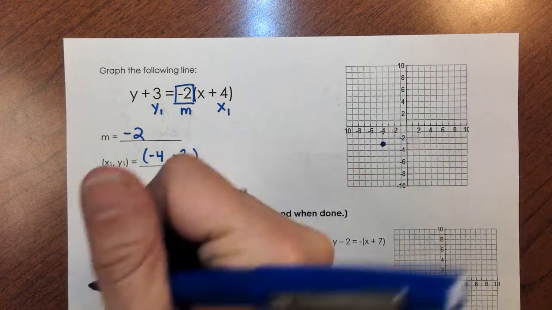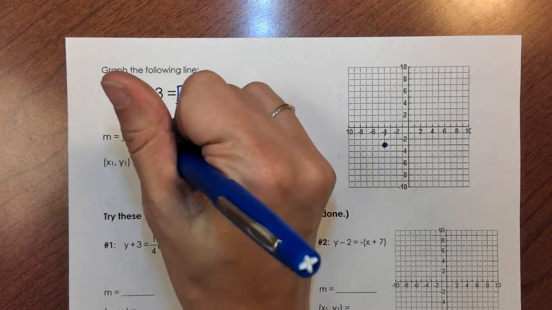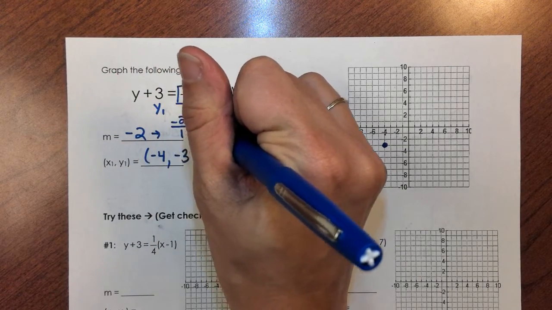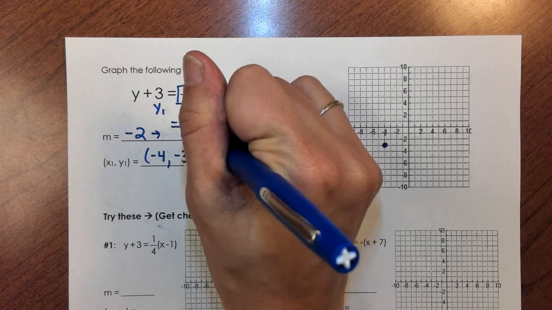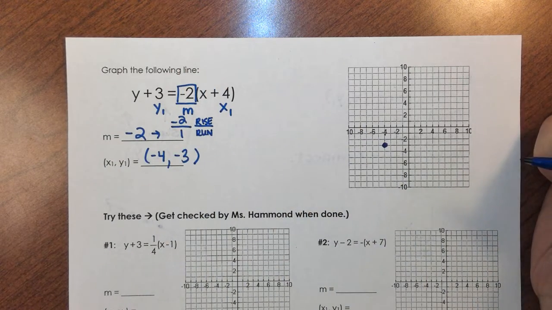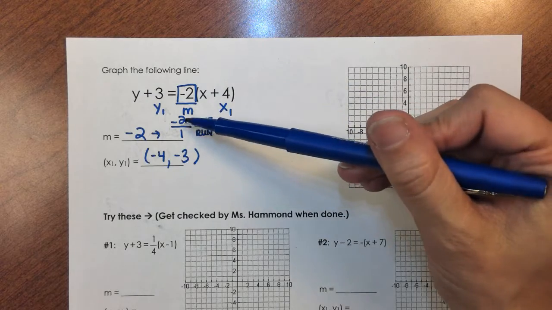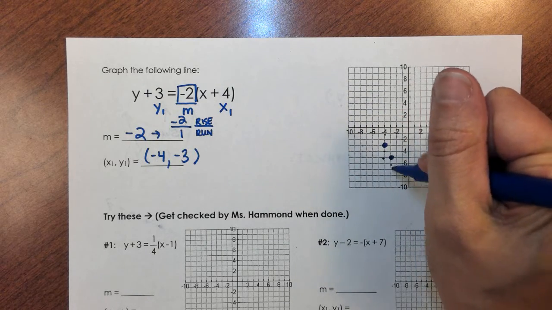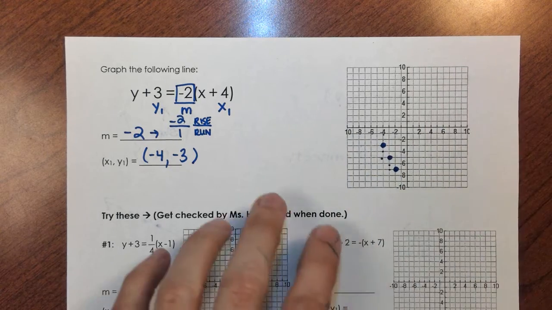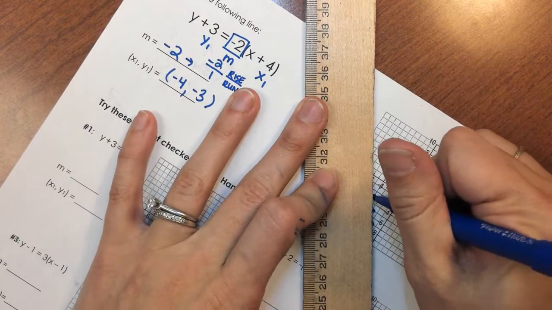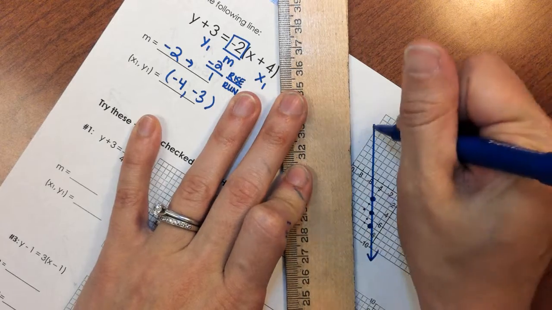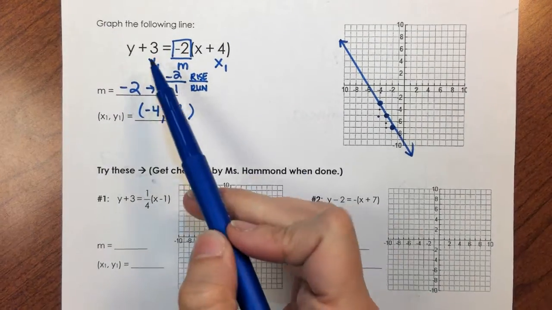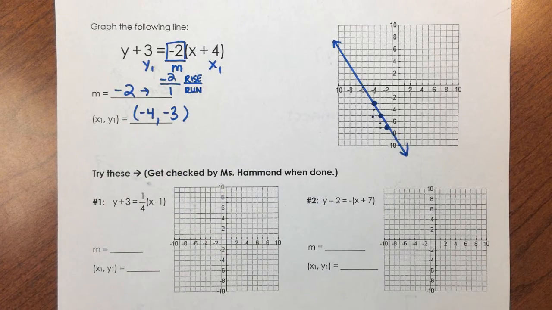Make a point. We have a whole number again for the slope. So that means I'm going to change it into a fraction to make it the rise over the run. So this time, since it's a rise of -2, I'm going to go down 2 and then run 1. Down 2, run 1. So this is how we can use the point-slope form equation to graph a line.